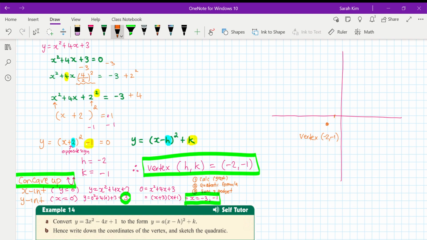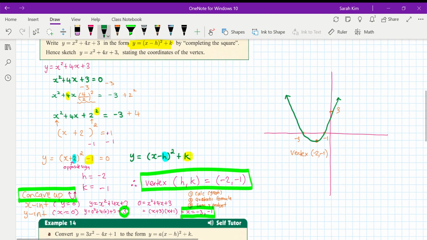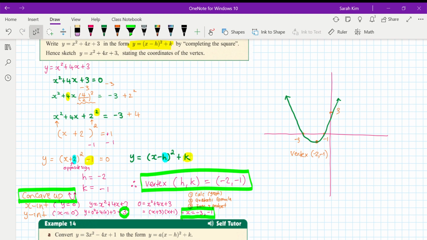So -3, -2, -1. My y-intercept is 3. And then all I have to do is draw the graph. Easy. It looks something like that. There we go. Can you also draw in your axis of symmetry? You should know what it is. I'm going to leave it blank. You fill it in. Do you reckon you can give it a go? You should be able to find all of those.